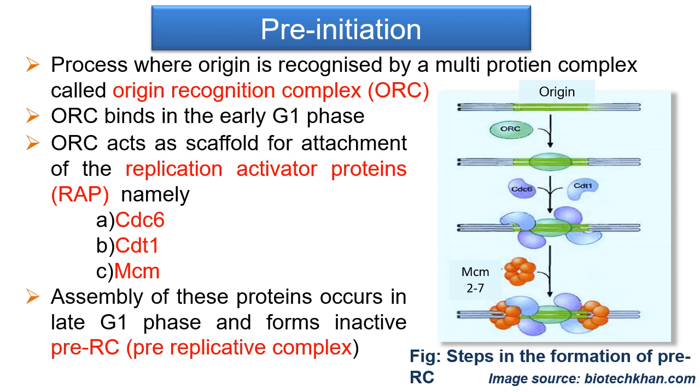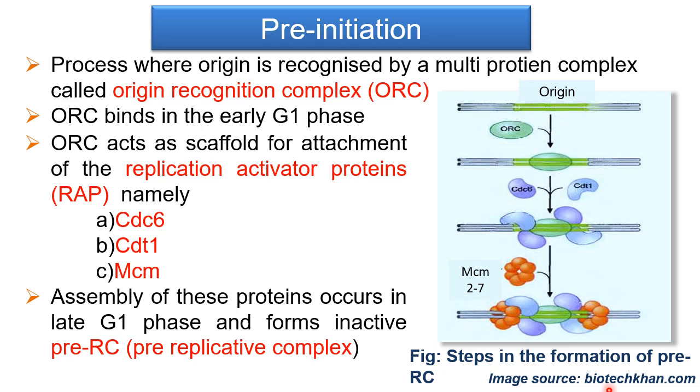So till here, the binding of ORC to the origin occurs in early G1 phase. However, the assembly of these proteins, that is CDC6, CDT1 and MCM, occurs in late G1 phase and forms a complex, the pre-replicative complex, or in short pre-RC, which is initially inactive. So this ORC acts as a scaffold for the attachment of these proteins. Without ORC, the attachment of these proteins would not be possible. So these events during pre-initiation prepare the DNA of the cell for the initiation to occur.